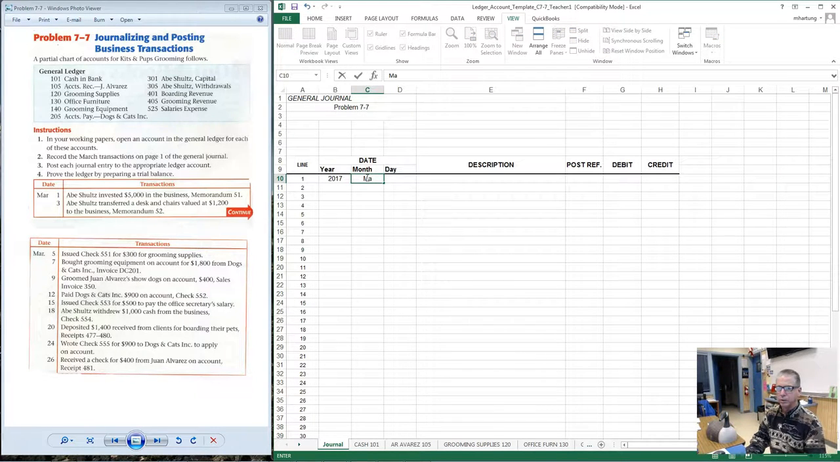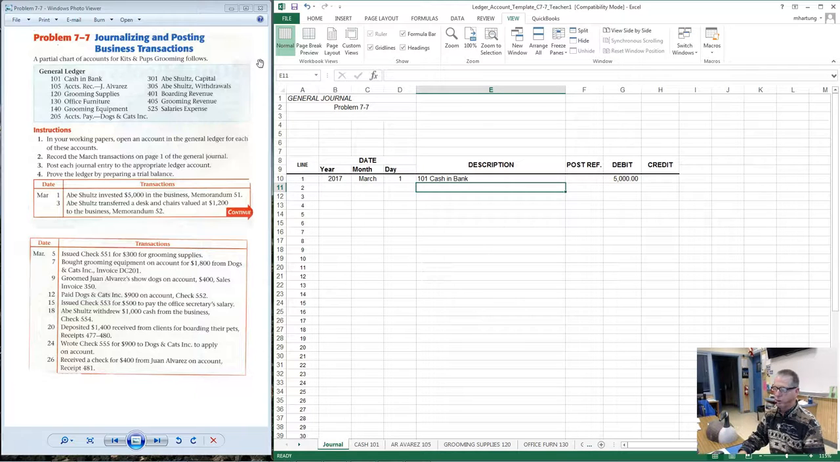So this is March, and it's the 1st. And so we take a look at our accounts up here, and it's account 101, cash in bank. And so for this one, I'm going to go ahead and put 101 in there just so that we get some additional practice in learning how accounts are numbered. Post reference, we save that until we start posting, and that is a debit of $5,000.